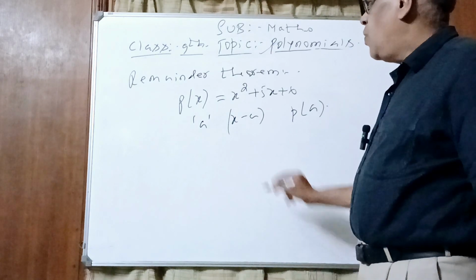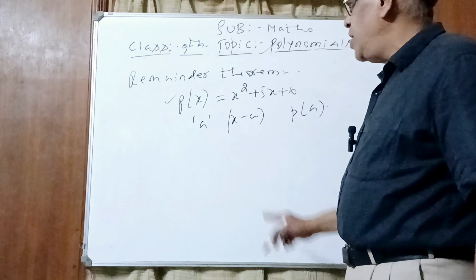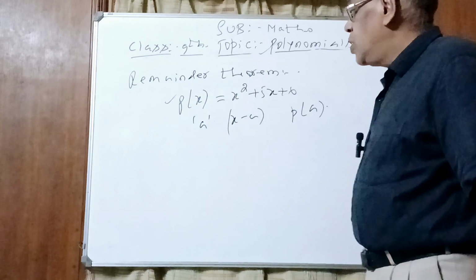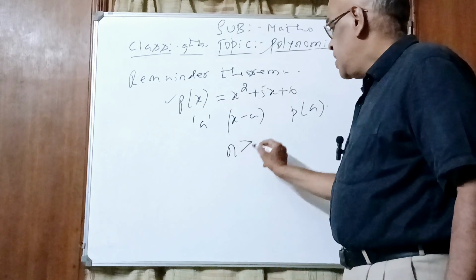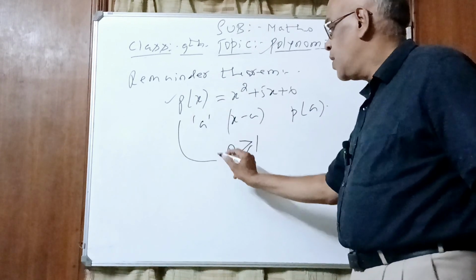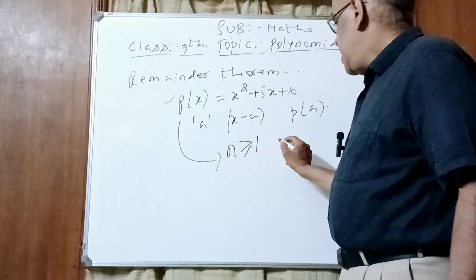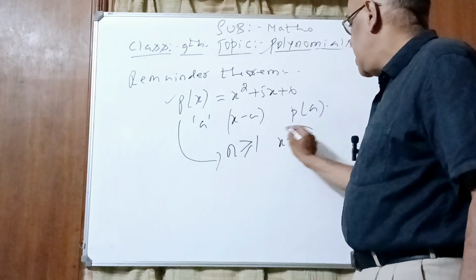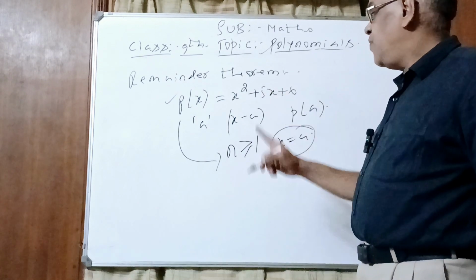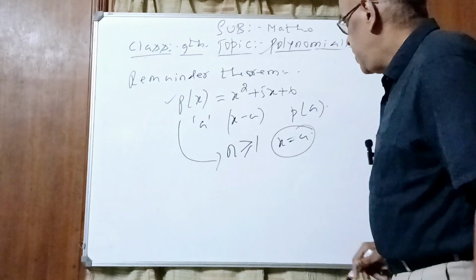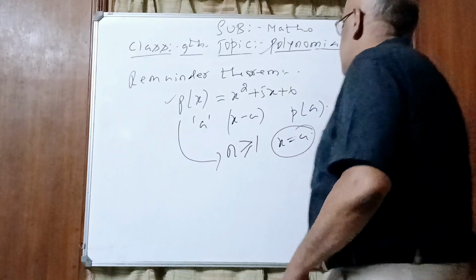Yes or no? What is p of x? A polynomial of degree greater than or equal to 1. Here degree 2 is greater than 1, condition satisfied. What is n? The degree of the polynomial. Let a be any real number. So when p of x is divided by x minus a, the remainder is what, children? P of a. Please remember this. We'll take an example, then we'll understand.